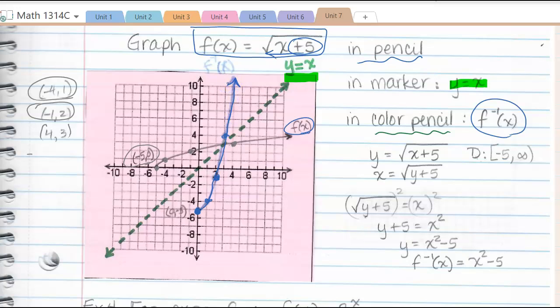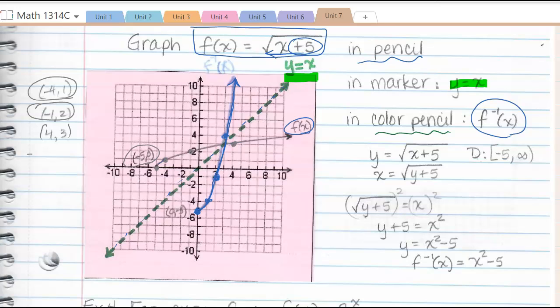In fact, if we had this piece of paper and we folded it along the y is equal to x axis, this pencil graph would be right on top of this blue graph. So that's another relationship that graphs have that are inverses of each other.